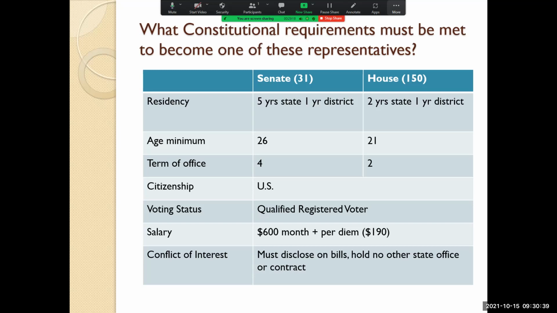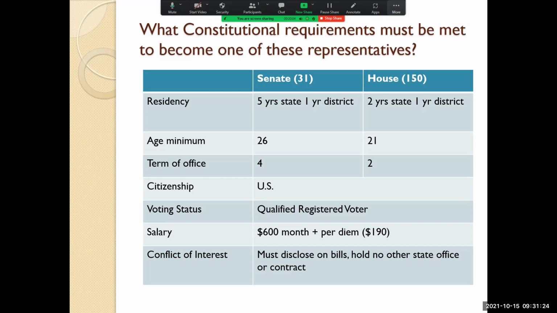All right, changing directions a little bit. Let's talk about how you get into the Texas legislature. The Texas legislature is a bicameral institution, so it's got two parts: a Senate and a House. The numbers in parentheses here represent the number of seats in the Senate and the House. And then the columns tell you what the requirements are particular to the Senate and the House. So these are the requirements in the Texas Constitution that need to be met before you can legally be elected into one of these positions.